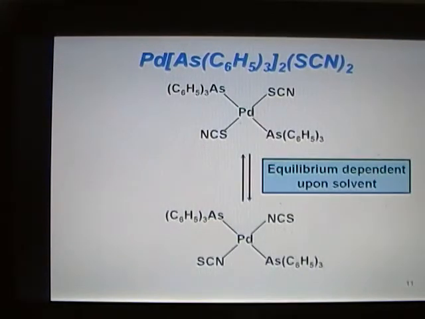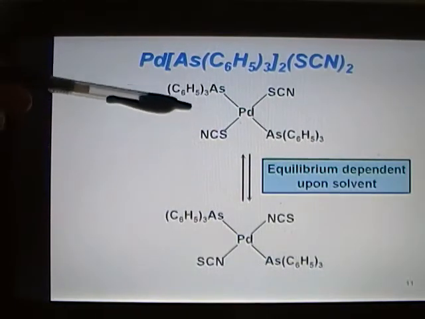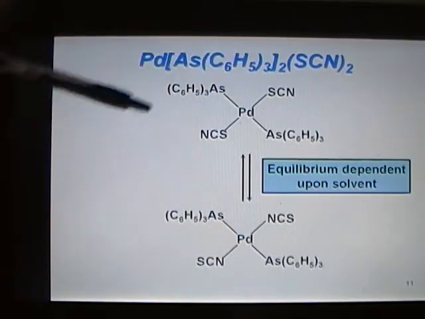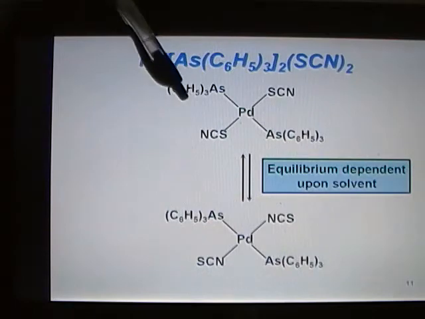Here is an example of a linkage isomer. This palladium complex has two thiocyanates, two thiocyanate ligands bonded to palladium.